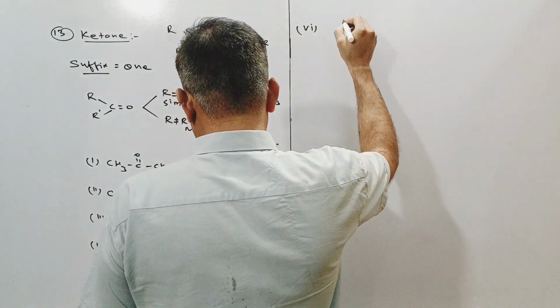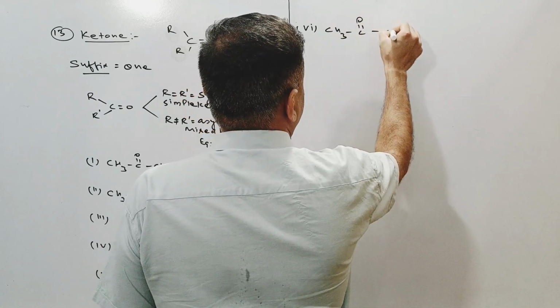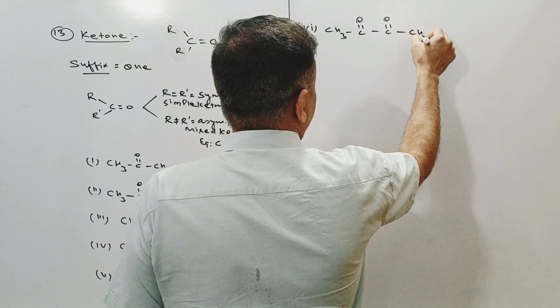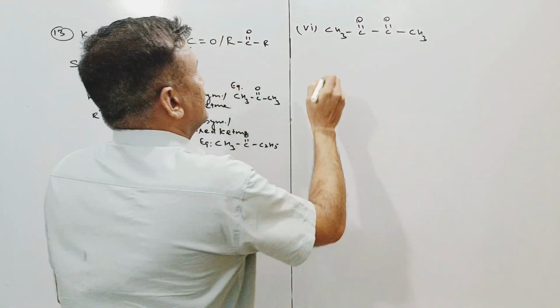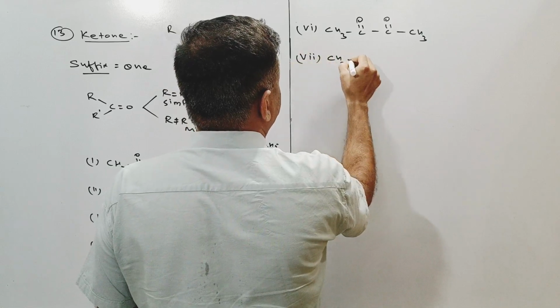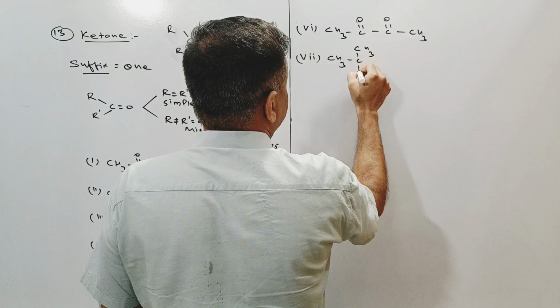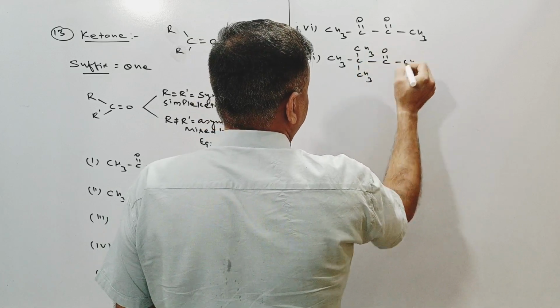If we go with the sixth compound, then it is your CH3 CO. This is the CO. It's not an anhydride because for an anhydride it should have an O also. The next ketone, we can take a complex chain like this: CH3, and this is the CO, and this is the CH3.